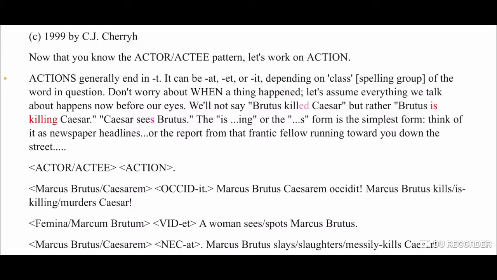Let's begin. Now that you know the actor-actee pattern, let's work on action. Actions, generally verbs, generally end in T. It can be AT, ET, or IT, depending on the class, the spelling group, of the word in action. Don't worry about when a thing happened. Let's assume everything we talk about happens now, before our eyes. So basically, you're talking about tenses: present, past, future, time.